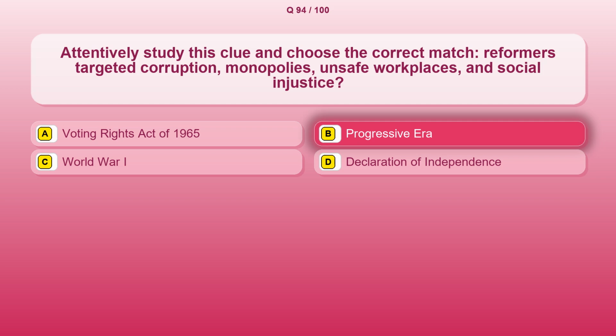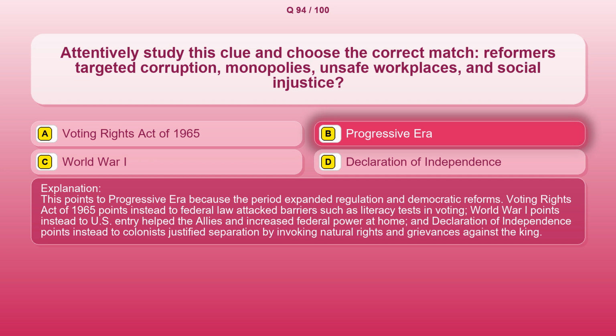The correct answer is option B, Progressive Era. This points to Progressive Era because the period expanded regulation and democratic reforms. Voting Rights Act of 1965 points instead to federal law attacking barriers such as literacy tests in voting. World War I points instead to U.S. entry helping the Allies and increasing federal power at home, and Declaration of Independence points instead to colonists justifying separation by invoking natural rights and grievances against the king.